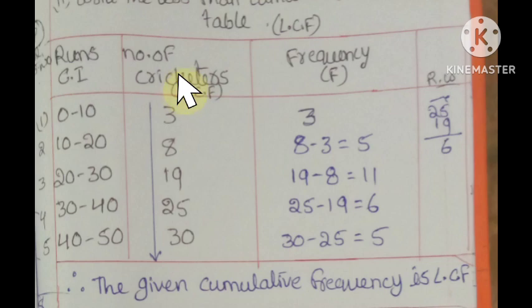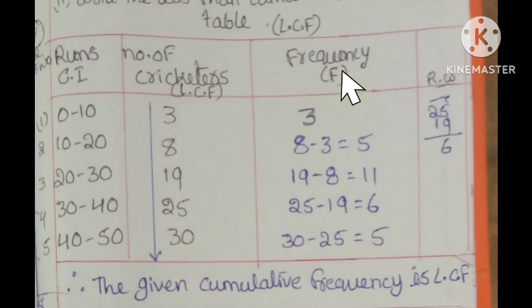Which type of cumulative frequency is given? Observe here: 3, 8, 19, 25, 30. These observations are increasing, so you can easily identify that this is the less than cumulative frequency. So the answer to the first question is that the given cumulative frequency is the less than cumulative frequency.